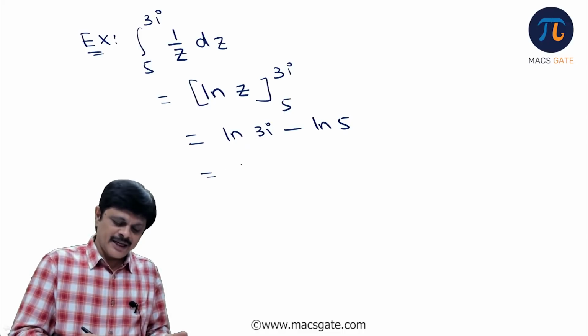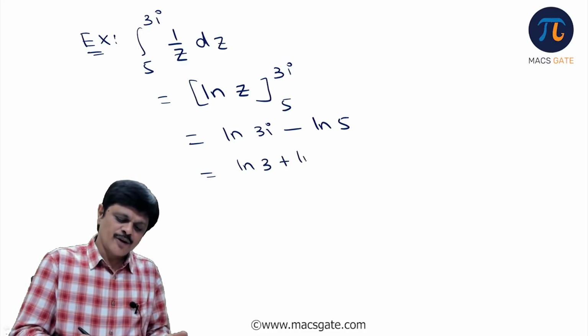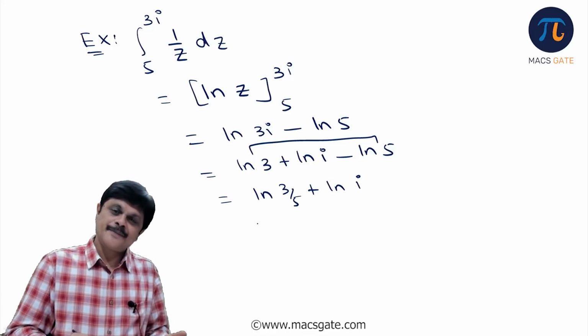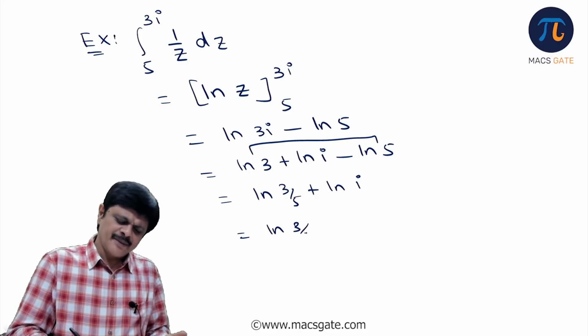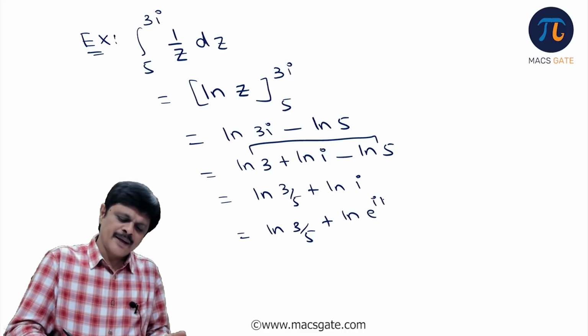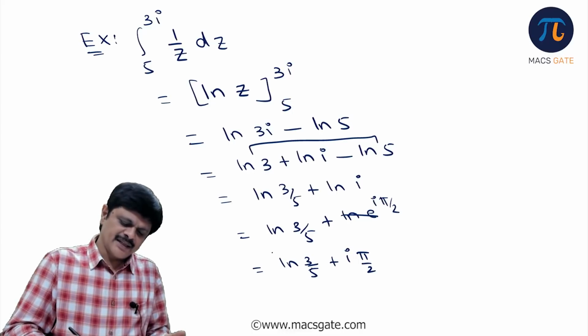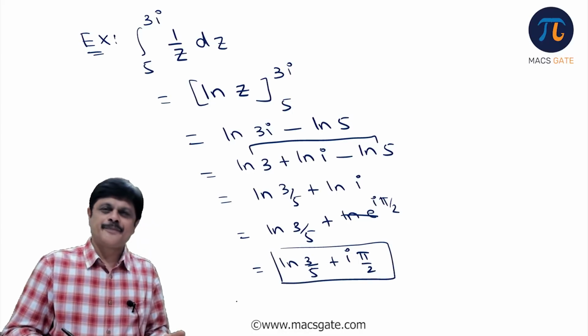Now here log a b can be written as log a plus log b, and so log a minus log b. Log 3 minus log 5 can be written as log a by b, that is log 3 by 5, plus log i. So this log 3 by 5 you can calculate. Now log i means log e power i pi by 2. The log and e cancel, so you get log 3 by 5 plus i into pi by 2. Is the idea clear? So this is the required answer. Clear?